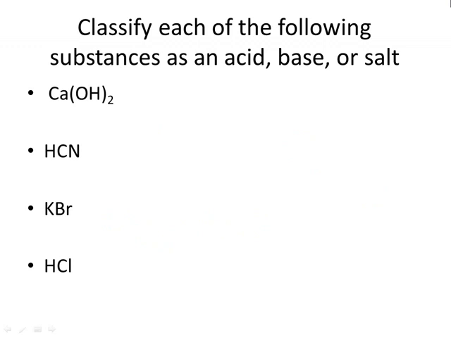Classify each of the following substances as an acid, base, or salt. So an acid is going to have hydrogen ion written out front, a base will have hydroxide present, and a salt will be a metal and a non-metal ion. So calcium hydroxide, this is a base. It's got hydroxide. HCN, this is an acid. It's got H written right out front. KBr, no H out front, no hydroxide. This is a salt. HCl, that's an acid.